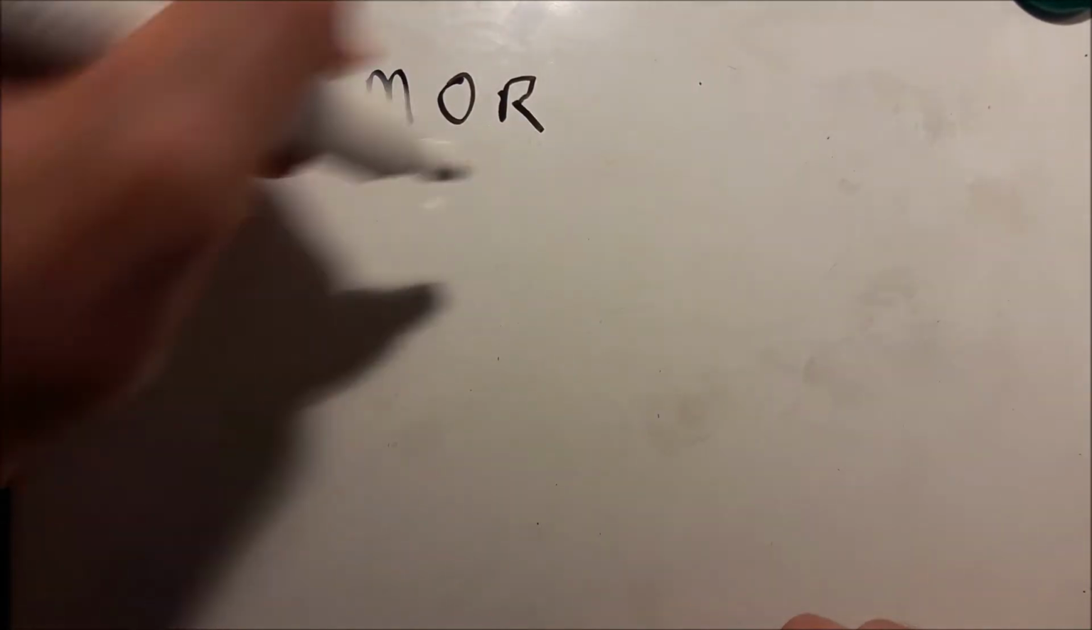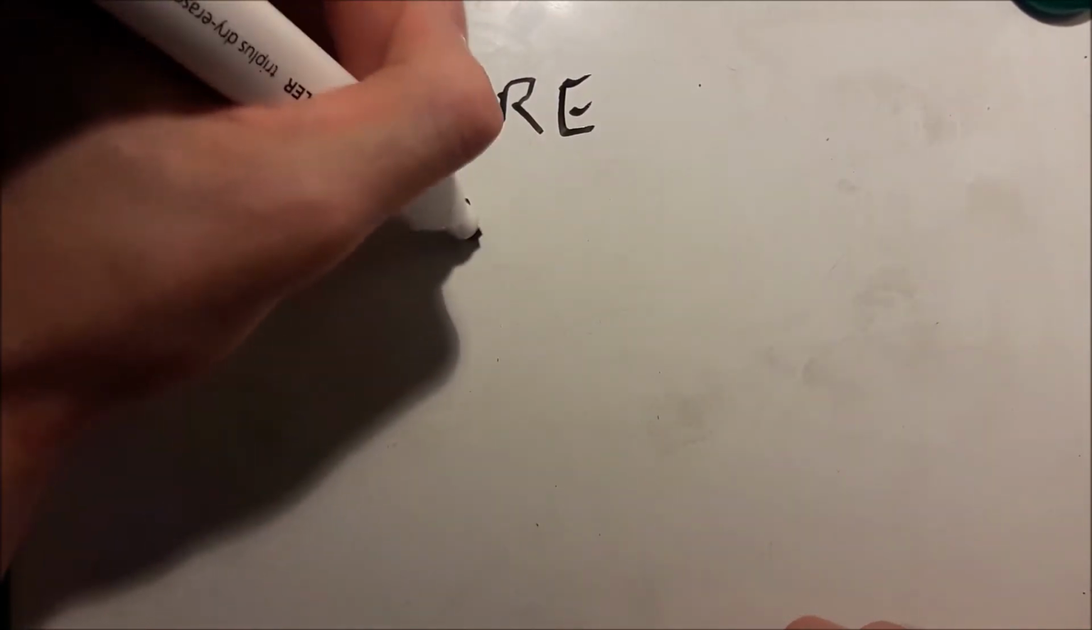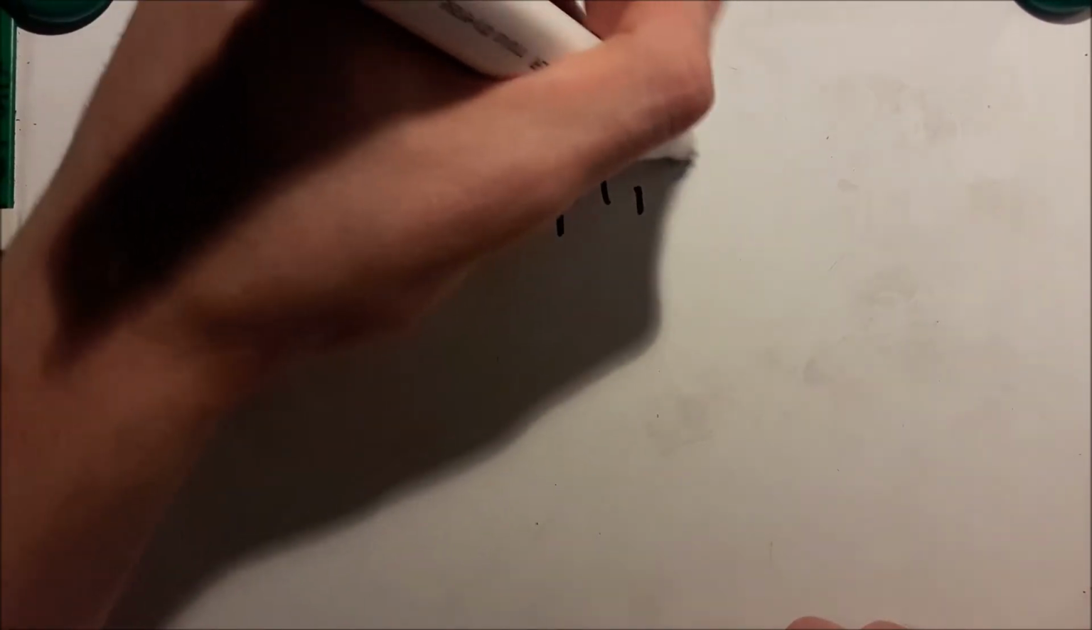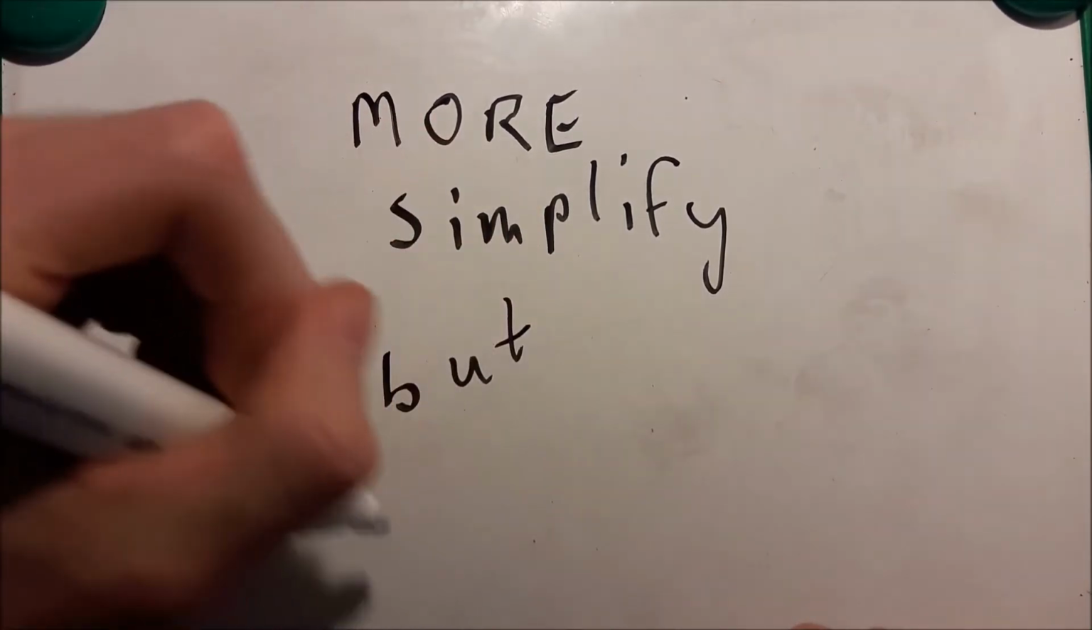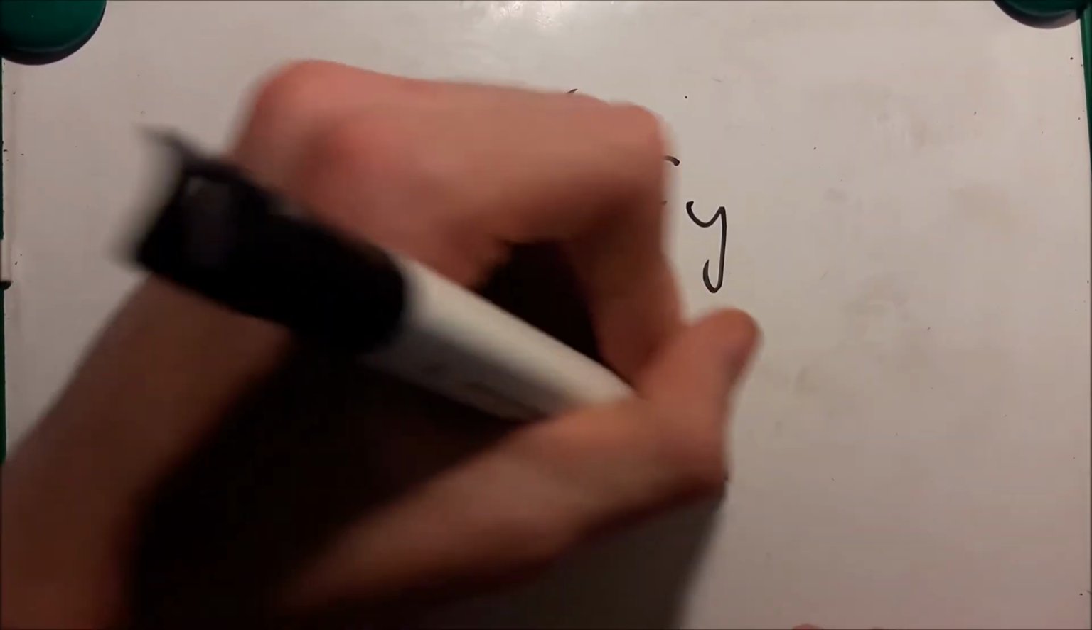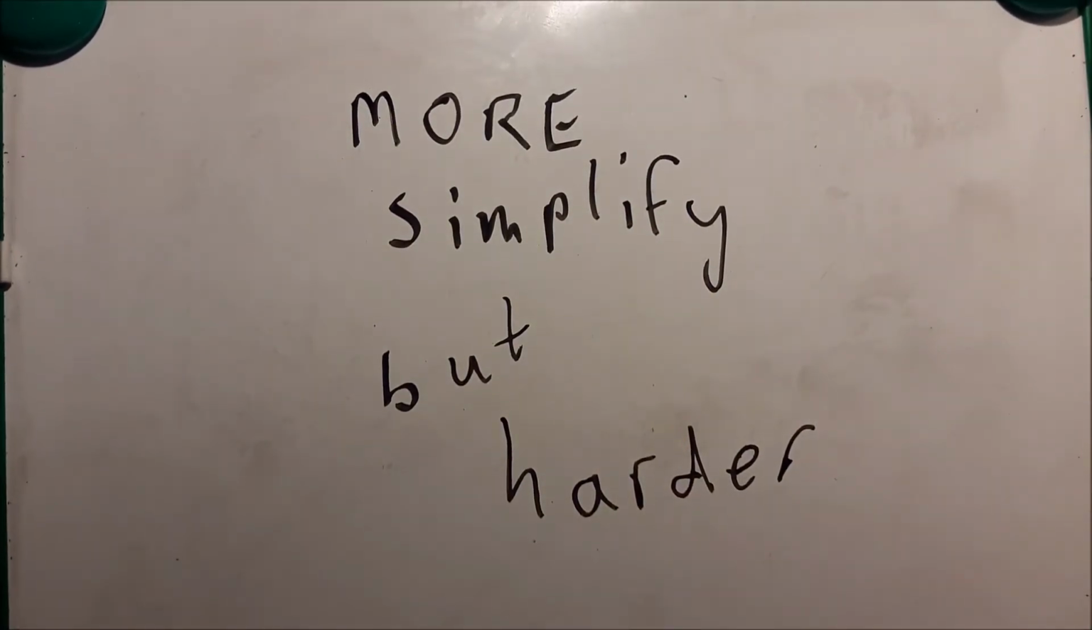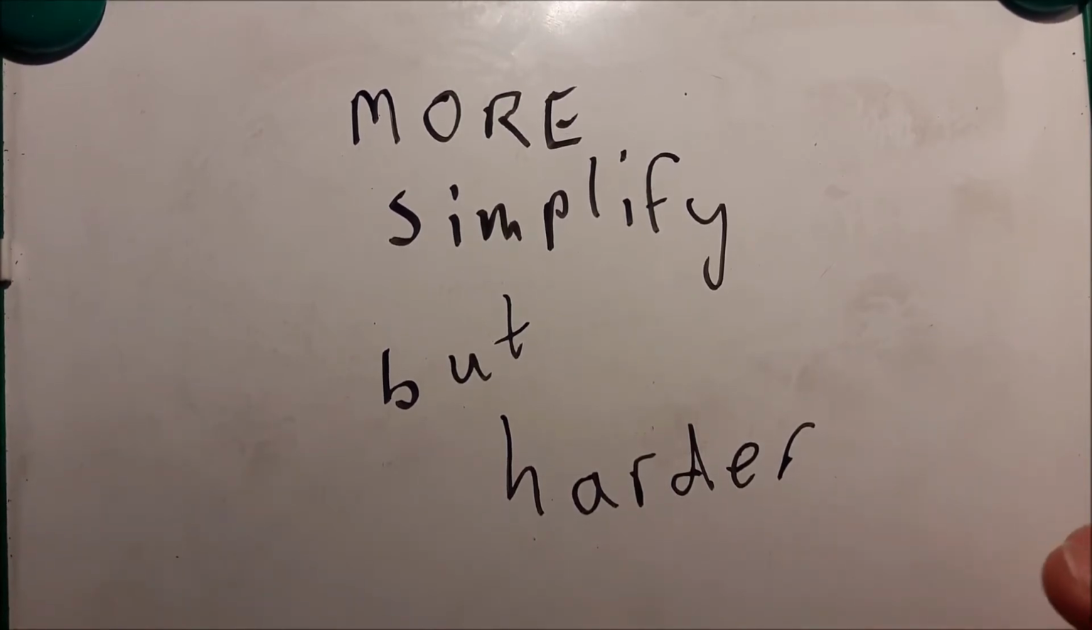Today we'll be doing more simplifying. We'll be simplifying a lot more, and it's going to be a lot harder as well. So we'll be doing a lot more complicated stuff. I'll explain the rules, and then you can try and do the sum, and as long as you follow the rules, you should be fine.